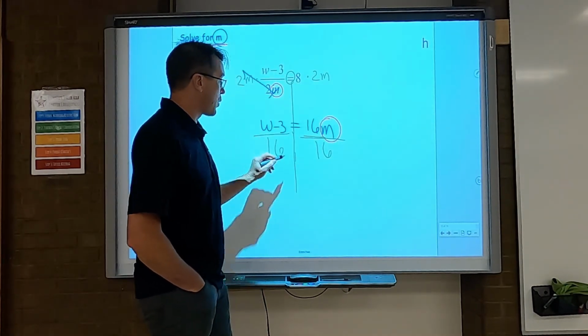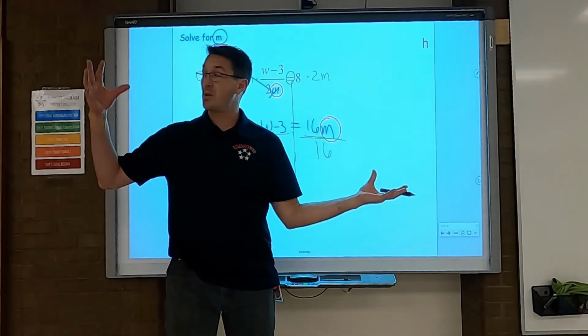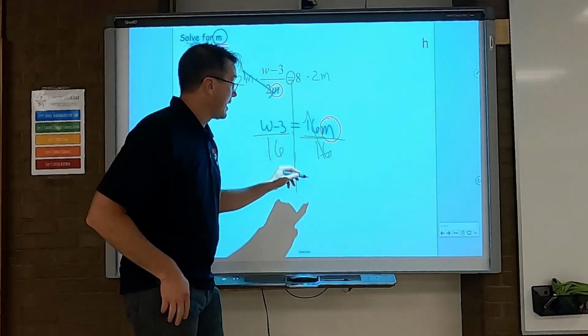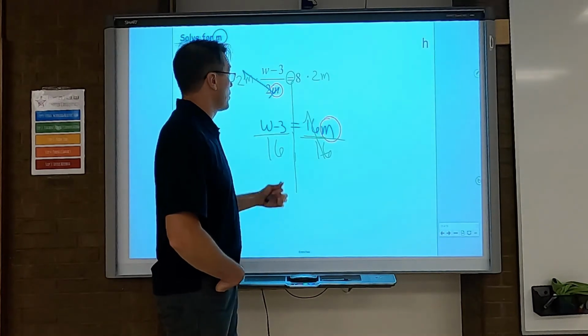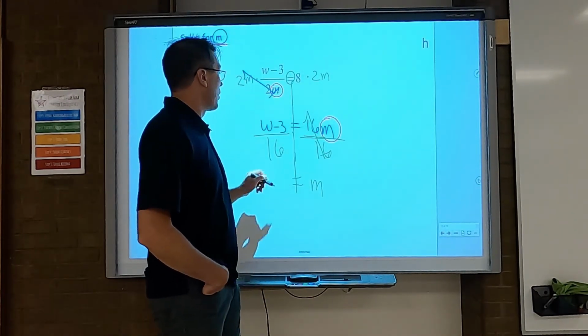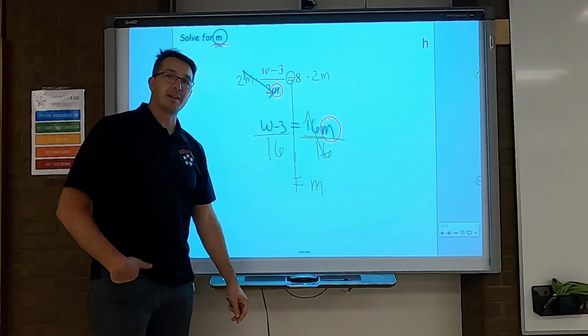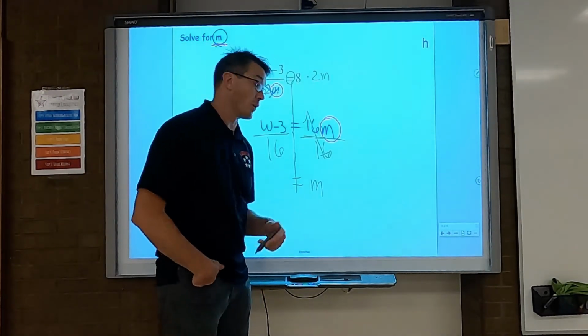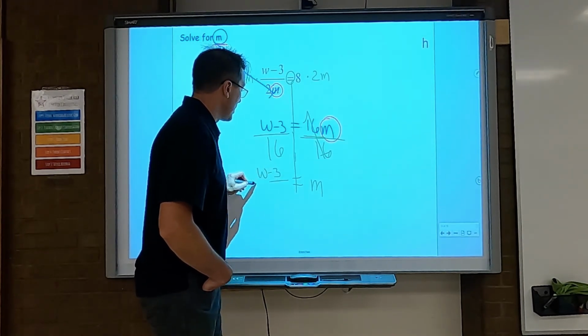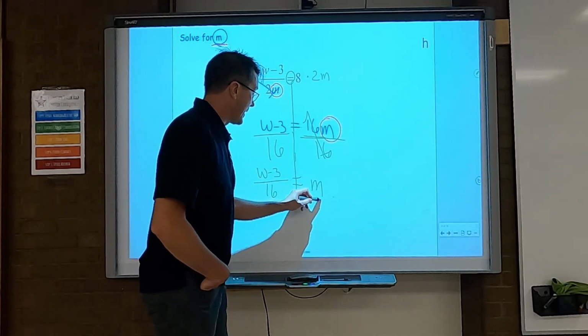The division property of equality says what you do to one side of an equation, you have to do to the other to keep it balanced. 16 divided by 16 is 1. I don't need to have the 1, so it simplifies to 1. And I ask, what's w minus 3 divided by 16? I haven't a clue because I don't know what w is. So I can just write w minus 3 over 16. And now I know what that is.